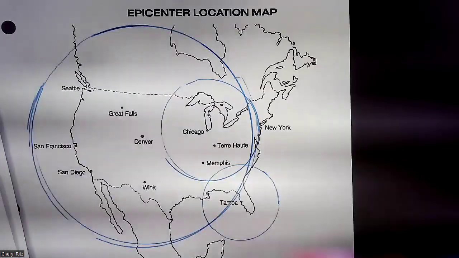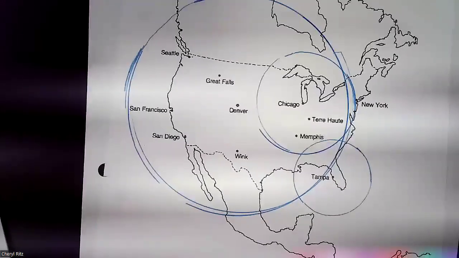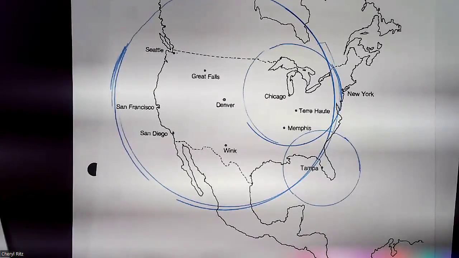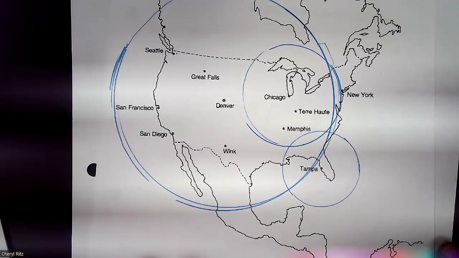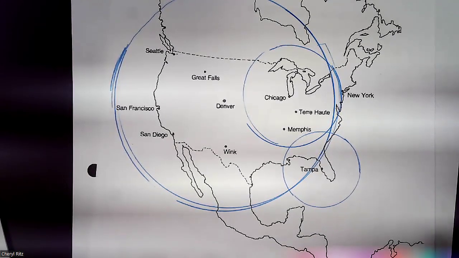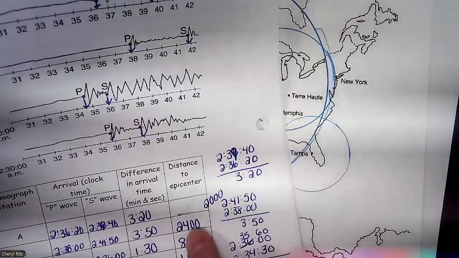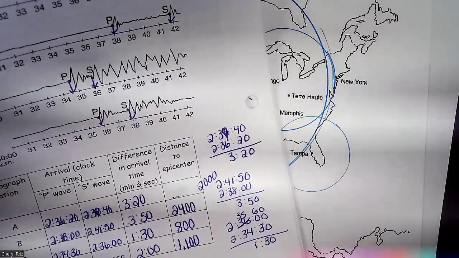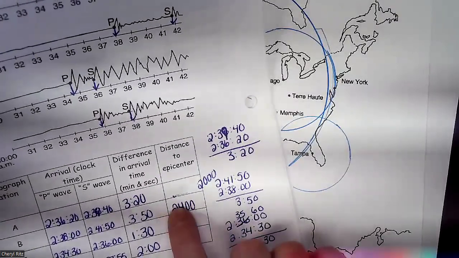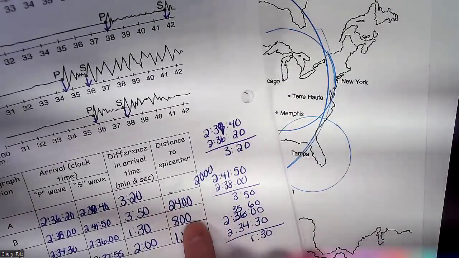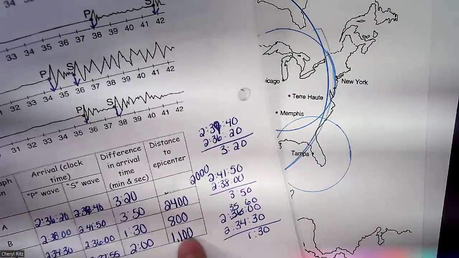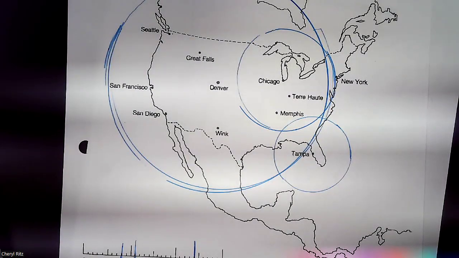Where's the epicenter? Mine, this one works too. Where can we say the epicenter is? Yeah, Phoenix, go ahead. Where all the circles meet. So keeping in mind where all the circles meet would answer yes to being 2,400 kilometers from Denver, 800 from Tampa, and 1,100 from Chicago. Where those all touch is the only place that says yes to all three of those things.